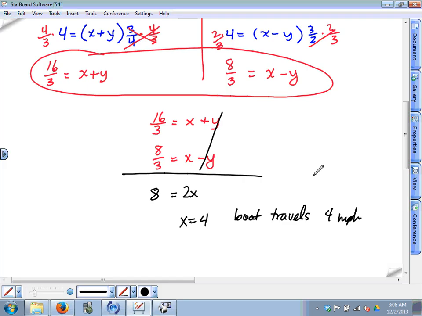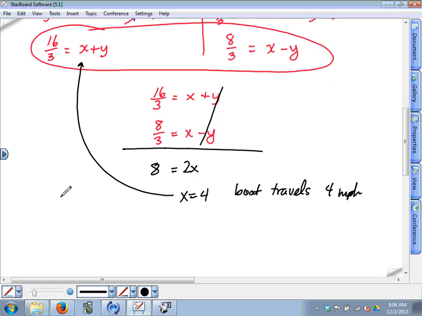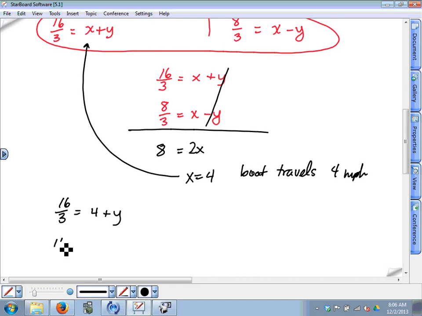How are we going to do that? Either one of these, it doesn't really matter. I'm going to plug it in here for this one. So if x equals 4, then that becomes 16/3 is equal to 4 plus y. Now we have to subtract 16/3 minus 4. 16/3 minus 4 is equal to y.